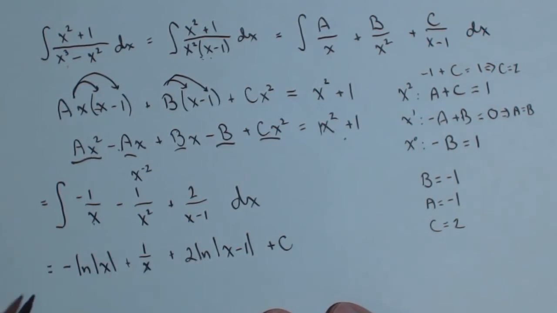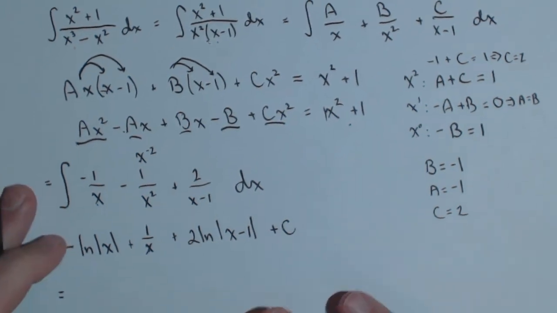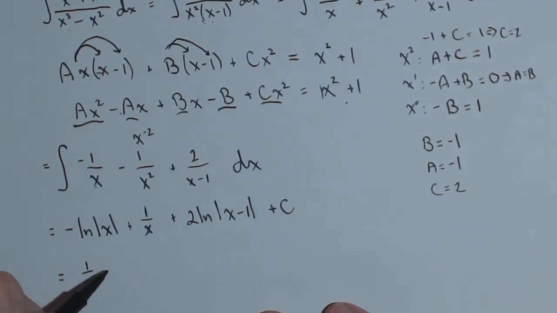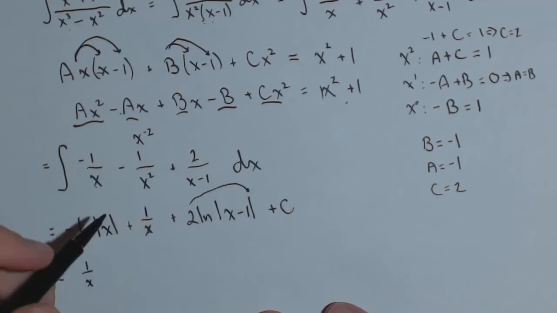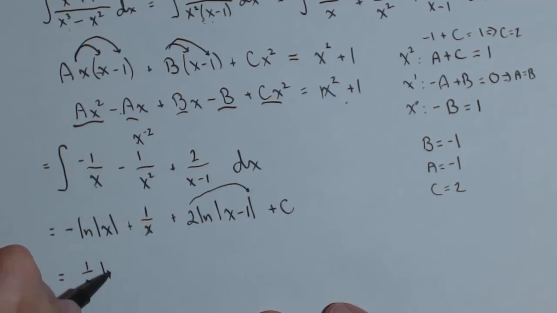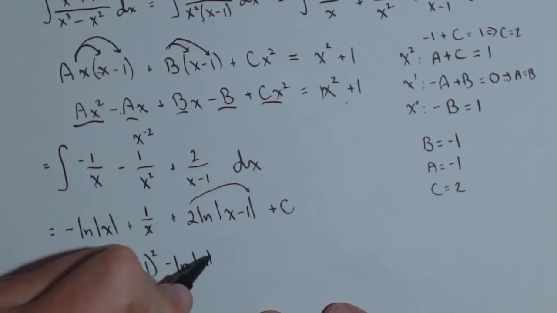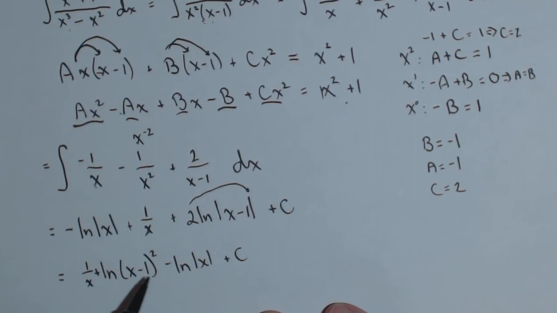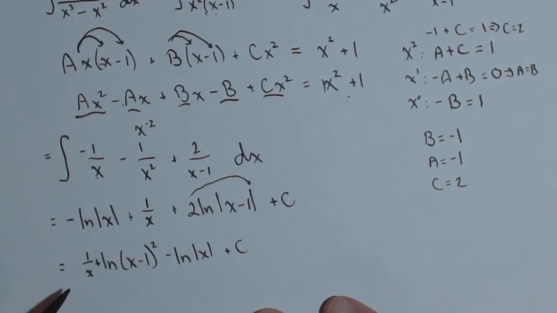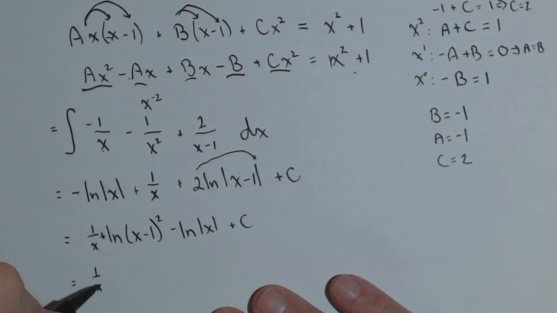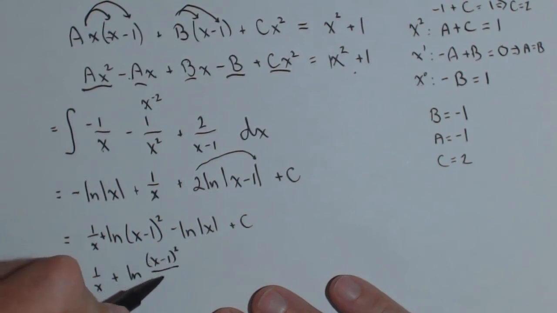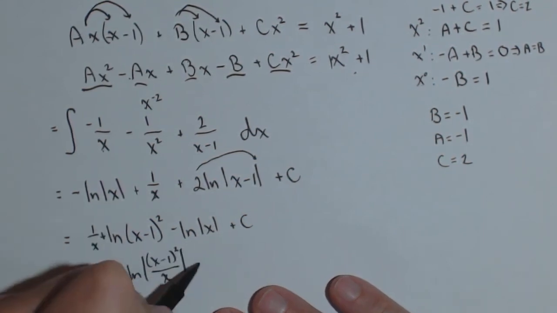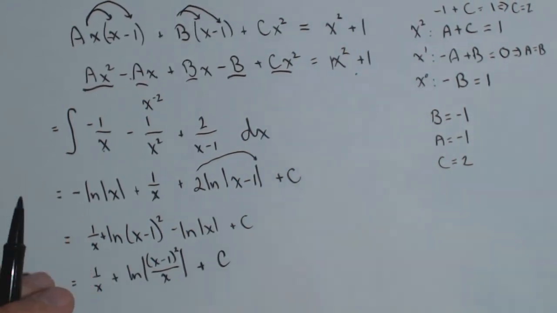We could, if we want, combine these natural logs. And what that would look like, we have 1 over x. First, we'd have to put this 2 back up in the exponent. And then we can drop the absolute value because that 2 will make it be positive. So ln of x minus 1 squared, oops, that should be plus there, minus ln of the absolute value of x plus C. Now because we have a difference of natural logs, we can combine those. So we have 1 over x plus natural log of x minus 1 squared over x. And there's our absolute value plus C. There's our antiderivative.